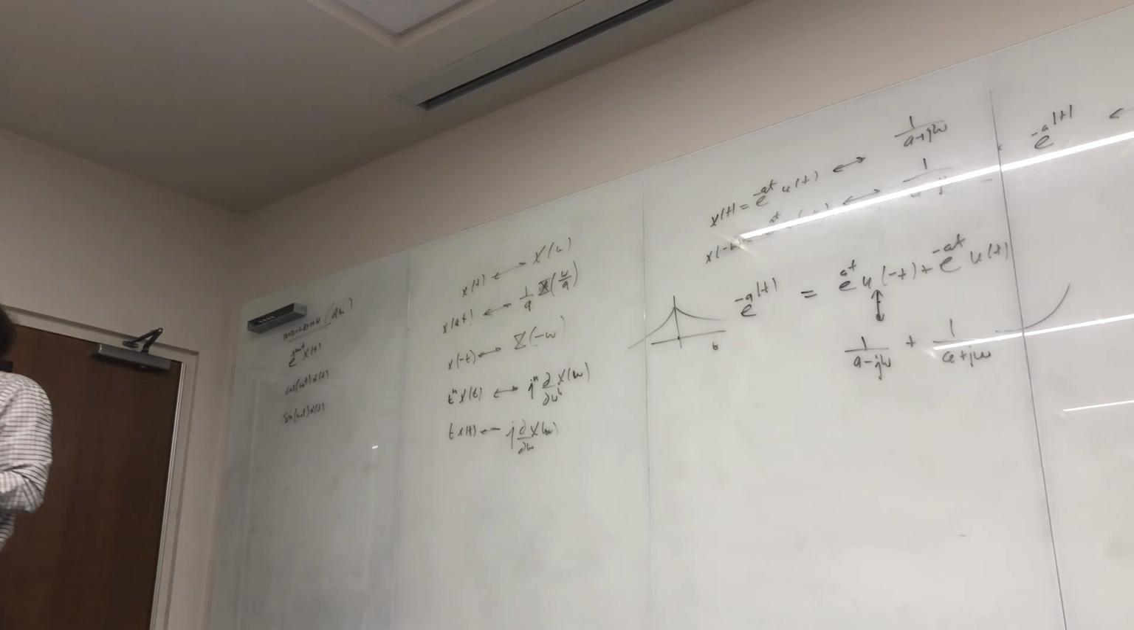This is critical. Now, how many remember doing the first one, e to the j omega naught t times x of t, the property? I mean, you at least remember. Do you all remember it?